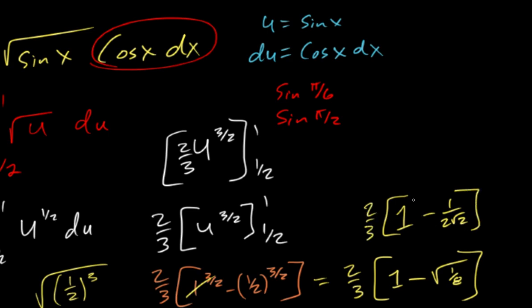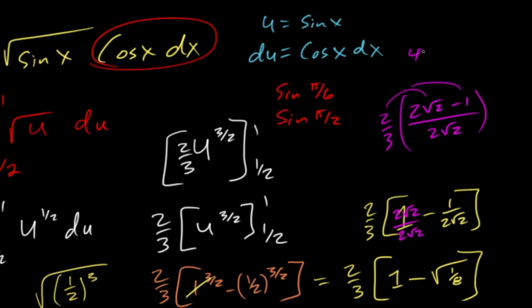So to get a common denominator, we can do 2 square root of 2 over 2 square root of 2. So we have 2 square root of 2 minus 1 over 2 square root of 2. I don't know how far we want to really take this, but we can distribute the 2 to the top, so it's 4 square root of 2 minus 2 over 6 square root of 2. Really, any of these answers are fine. So we'll just move on from there.